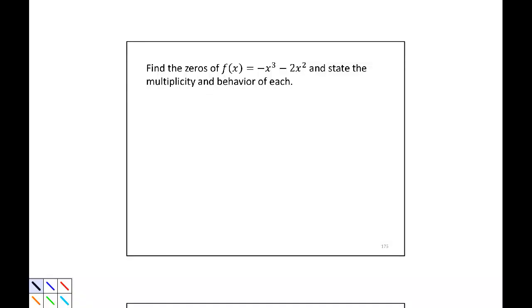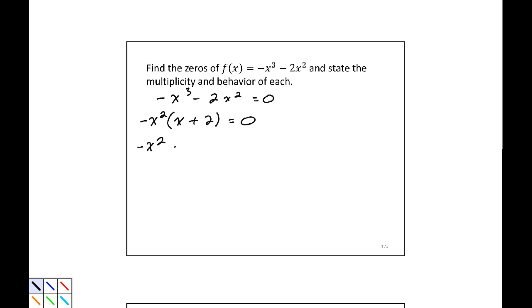Find the zeros of f of x equals negative x cubed minus 2x squared and state the multiplicity and behavior of each. In order to find the zeros, as we previously stated, we need to factor this. So let's take negative x cubed minus 2x squared equals 0 and factor this. We can factor out a minus x squared, which leaves behind an x plus 2, close parentheses, equals 0.